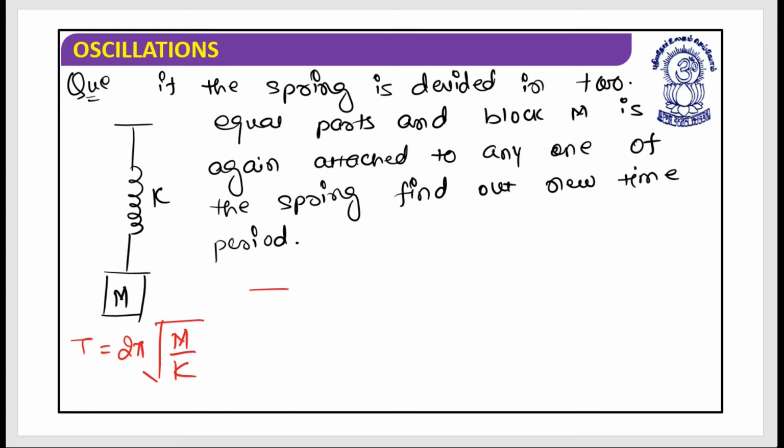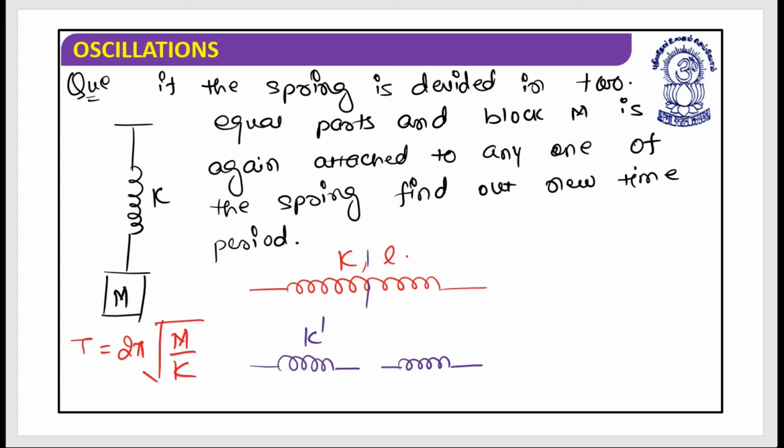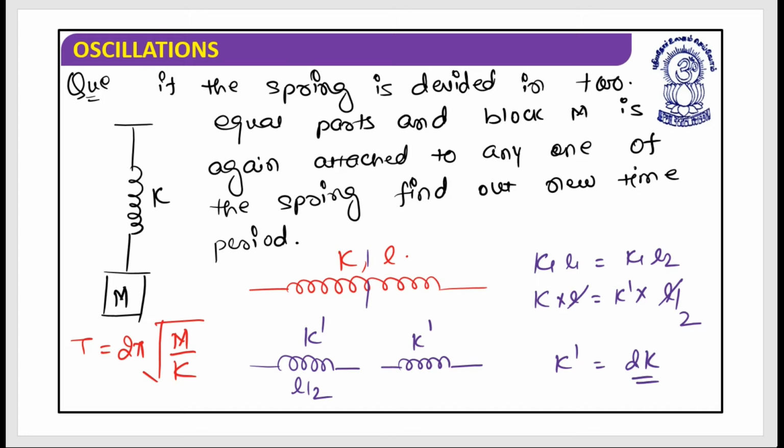as the spring has been divided into two parts, this was the situation, and this is the K and this is the L, and as this has been divided into two segments, this segment and this segment would be having the new spring constant, K dash, and that can be easily calculated based on K1 L1 is equal to K2 L2 as we have seen in the previous cases. So it's K into L, this is equal to K dash multiplied by, as it has been divided into two equal parts, L by 2. So this K dash is equal to 2K.